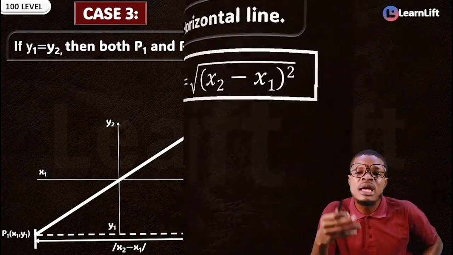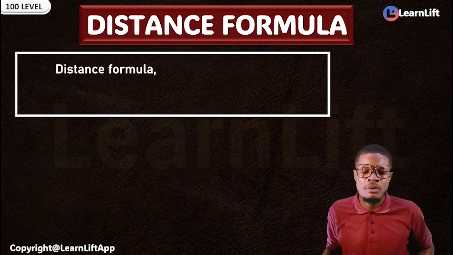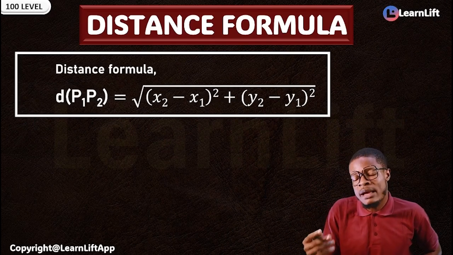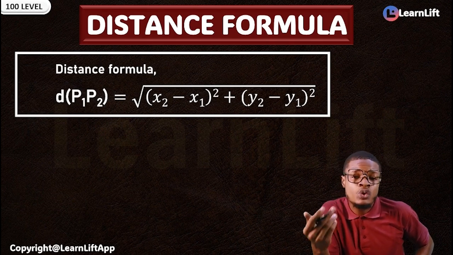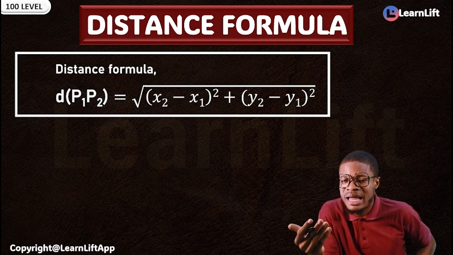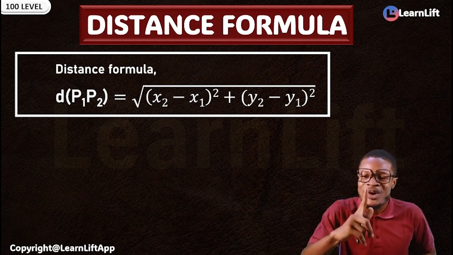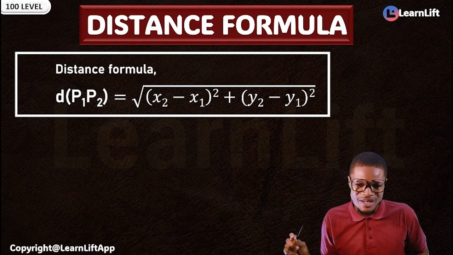But the one that you always see every day, which we call the distance formula, is case 1. The distance P1P2 is the square root of x2 minus x1 all squared plus y2 minus y1 all squared. This is called the distance formula. If you understand this very quickly, that means we can take some solving, right? Yeah, let's go.